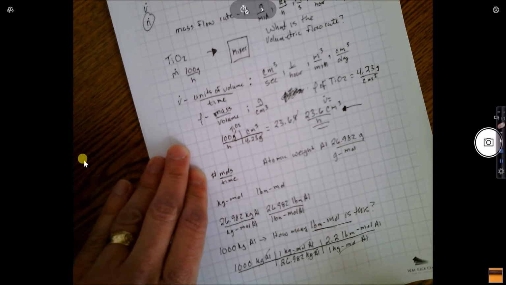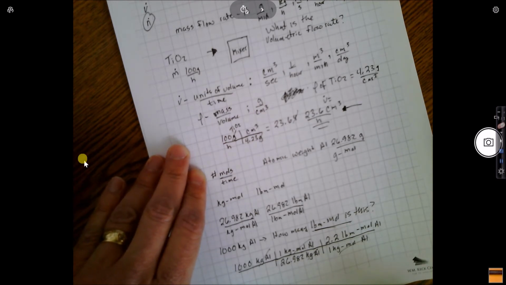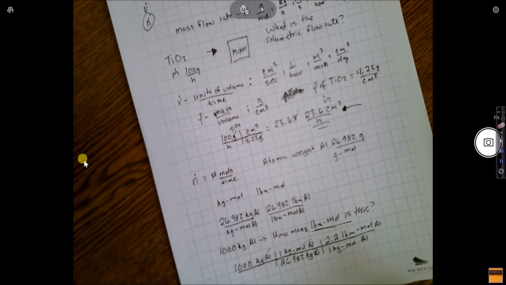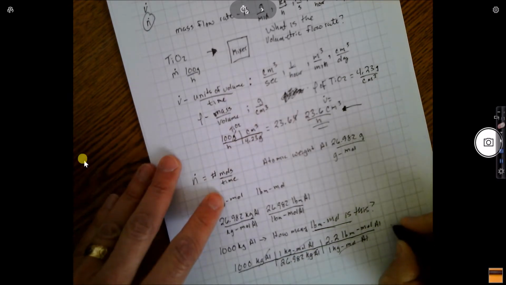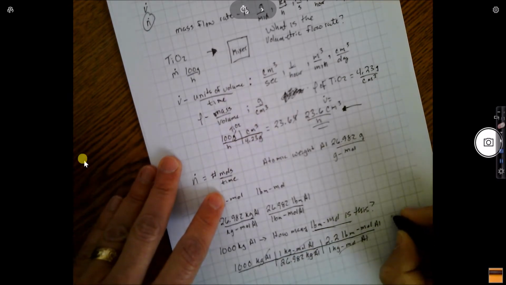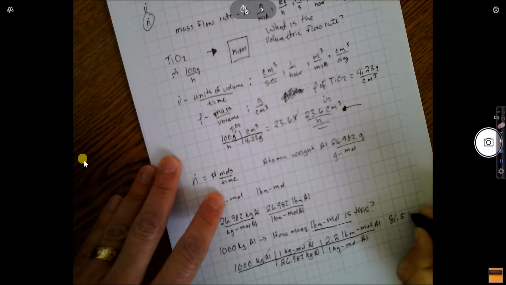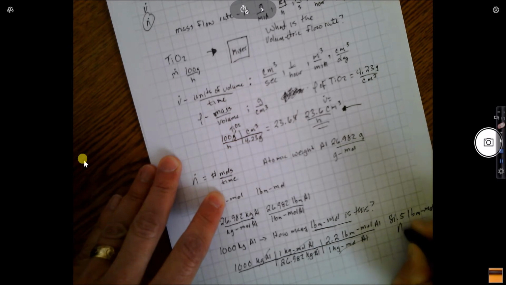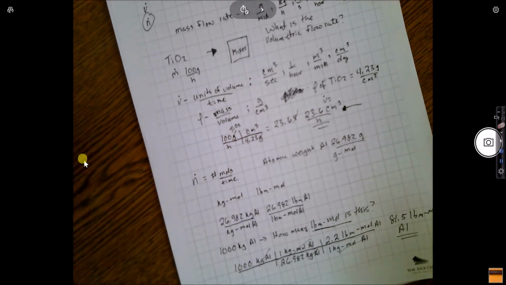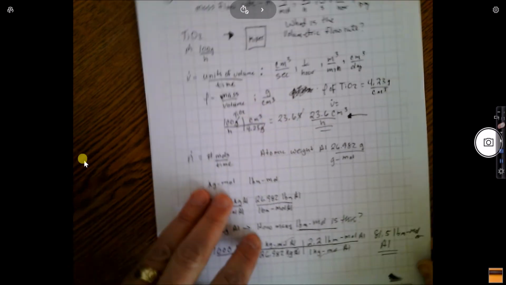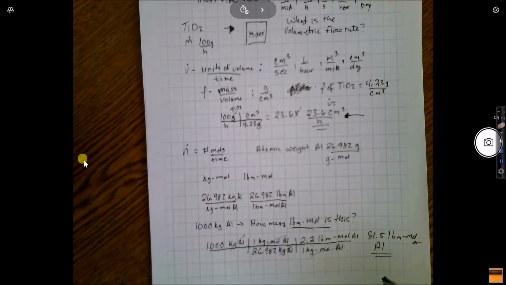If I type the numbers into my calculator, painstakingly type it in, I get the value of 81.5 pound mass moles of aluminum. So very simple. Let me tilt the paper a little bit more. Let me cover again what I just wrote in case you didn't see it because my arms are all over the place.